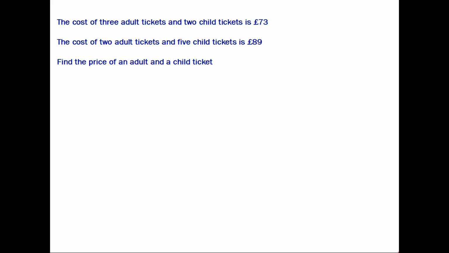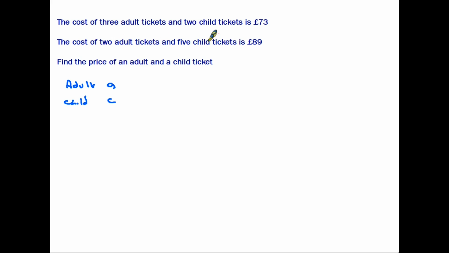It is quite common in an exam for a question to simply ask you to solve a set of simultaneous equations. However, there are situations where the question is slightly more hidden behind an explanation, and here is such an example. It says the cost of 3 adult tickets and 2 child tickets is £73. The cost of 2 adults and 5 child tickets is £89, and it's asking us to find the price of an adult and a child ticket.